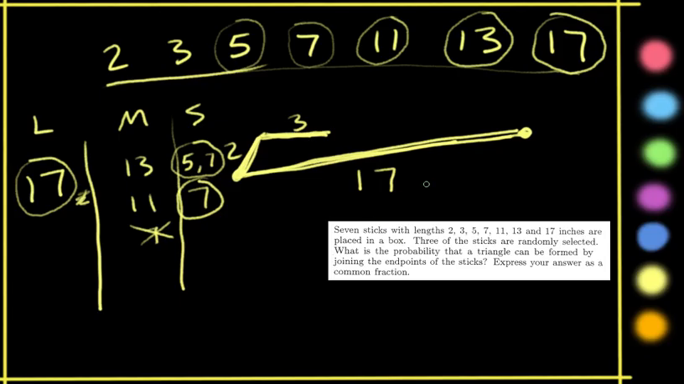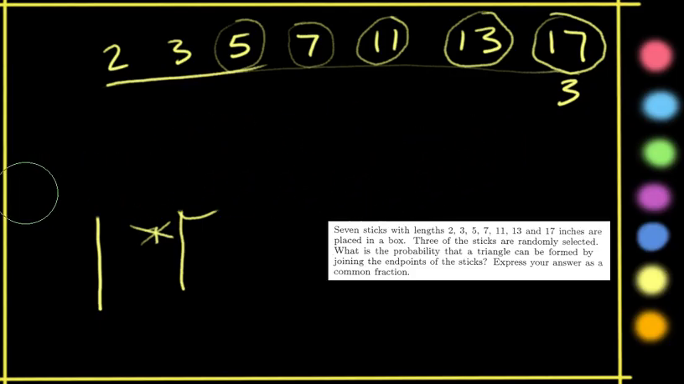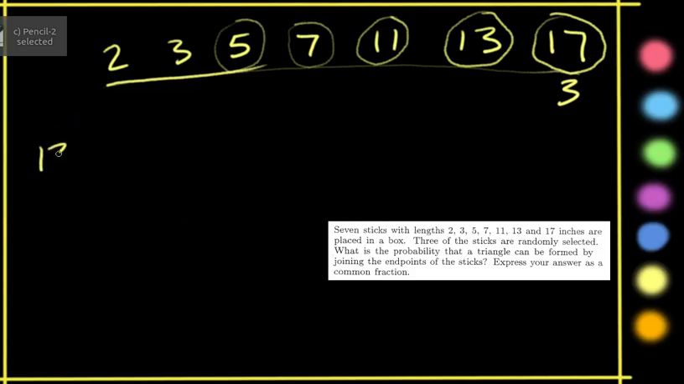So altogether, there are 3 possibilities. So let's put a 3 there. If the largest one is 17, there are 3 possibilities. What about if, let's make some room. Let's say, what about if I'm going to just erase this. What about if the largest one is 13?